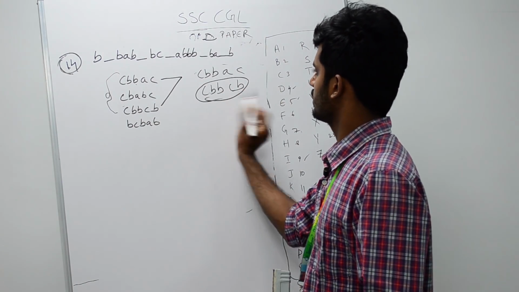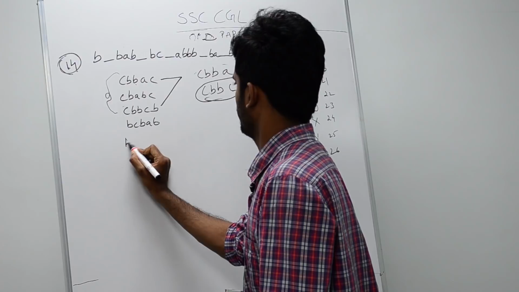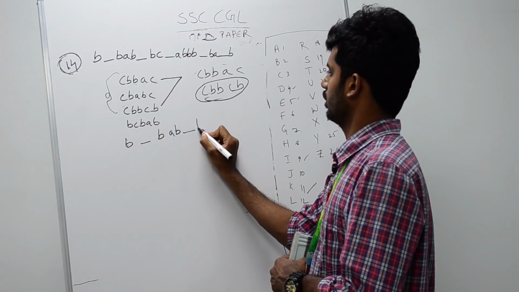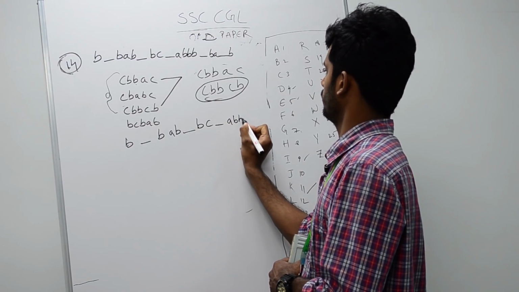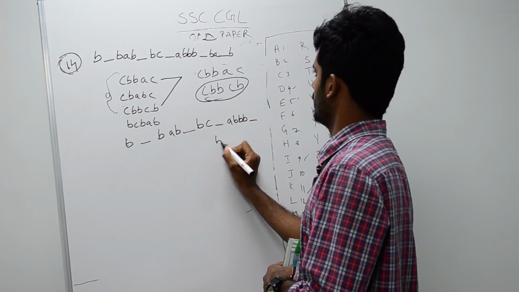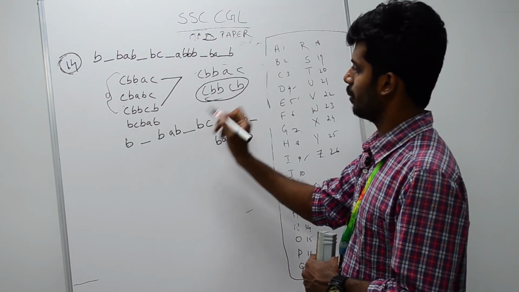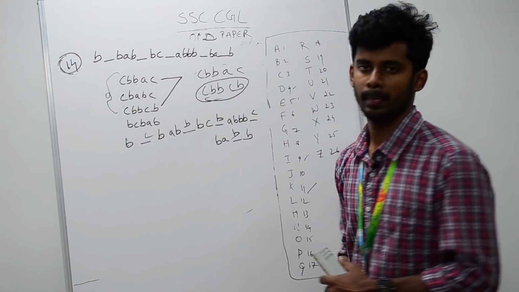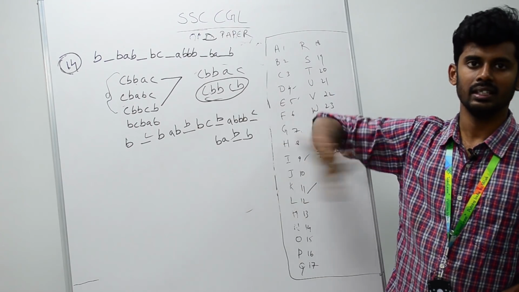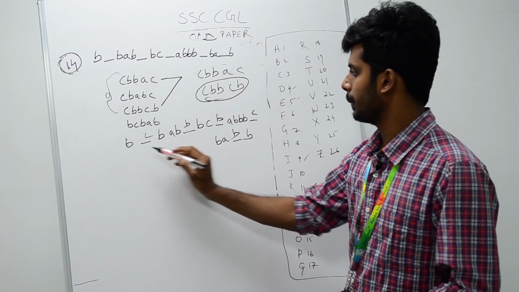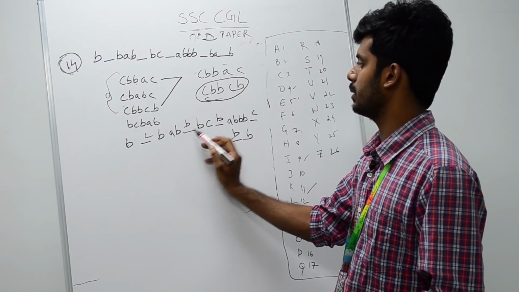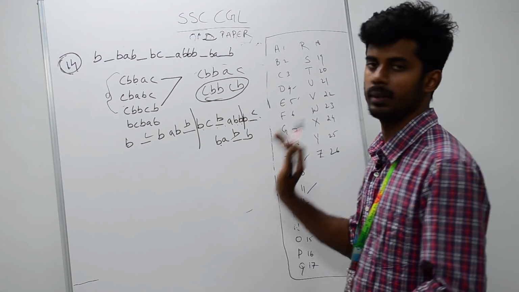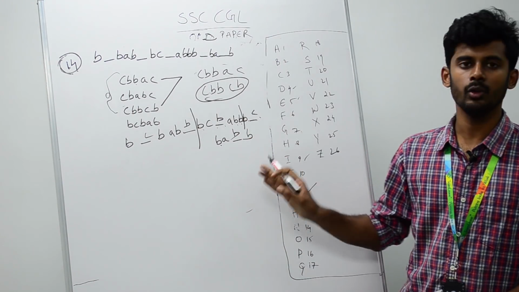If I am taking this CBB CB, for example, I am just writing the same question again: B C A B B B A. So I am keeping C B B C B. If you can see now, this is in a proper pattern. I'll just show you how. B C A B C B A B B B C B A B B, BCB ABB. It's in a proper pattern. So that is how you are going to solve this.